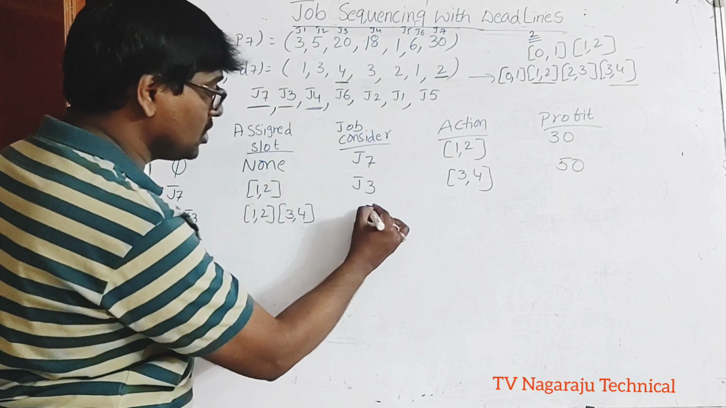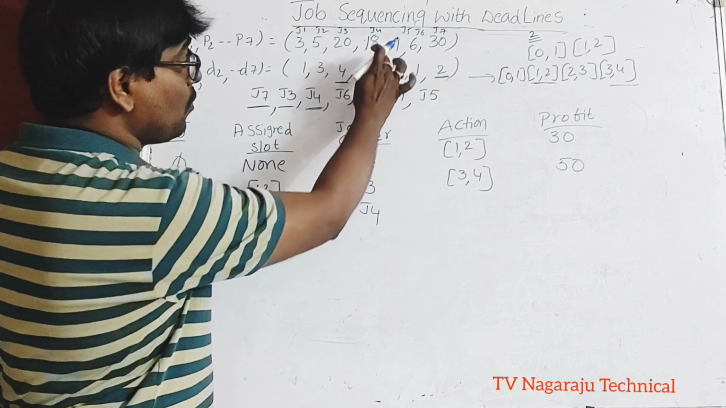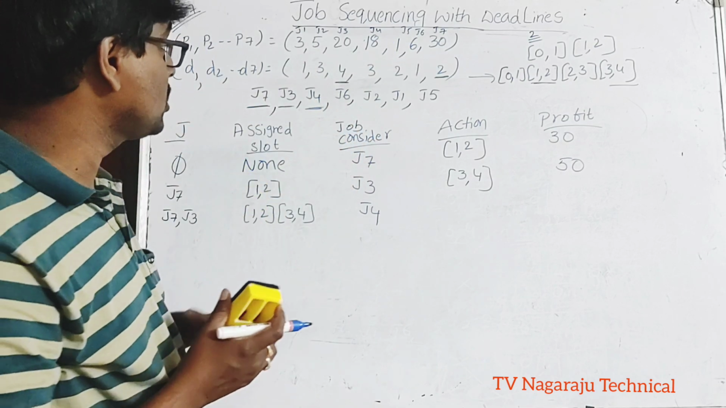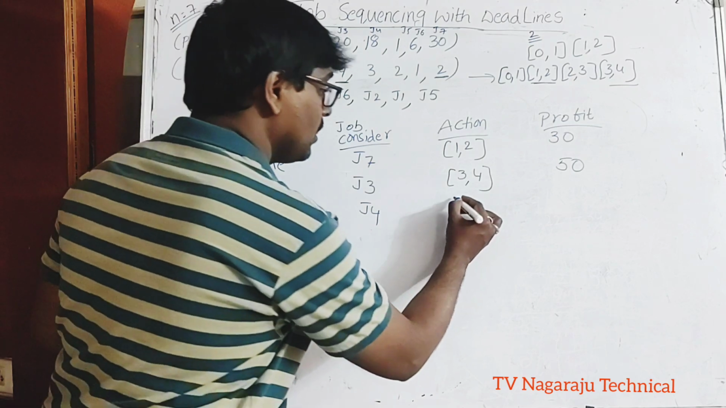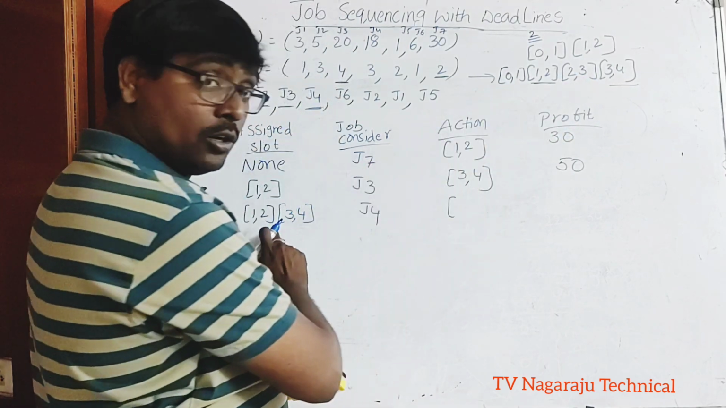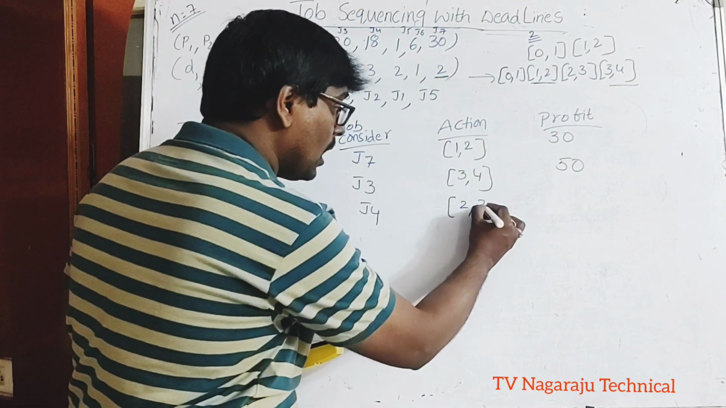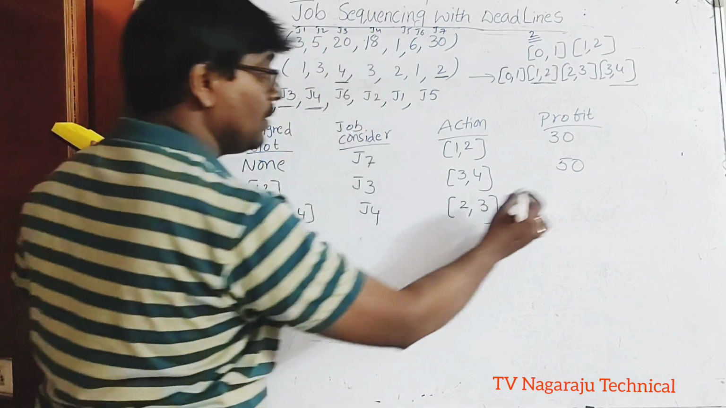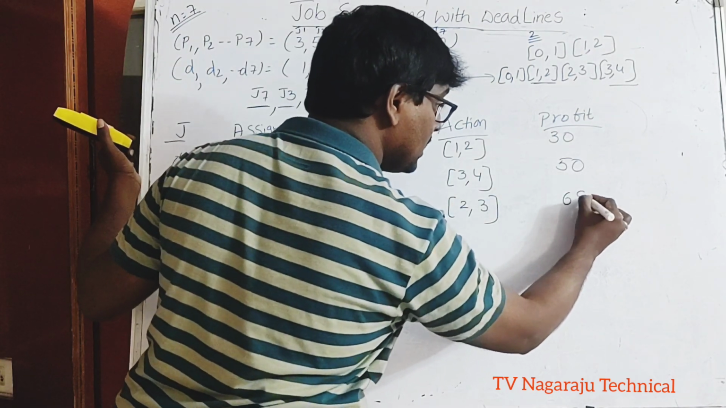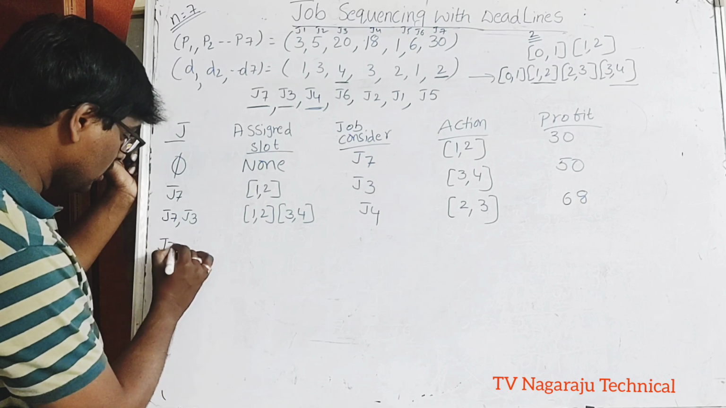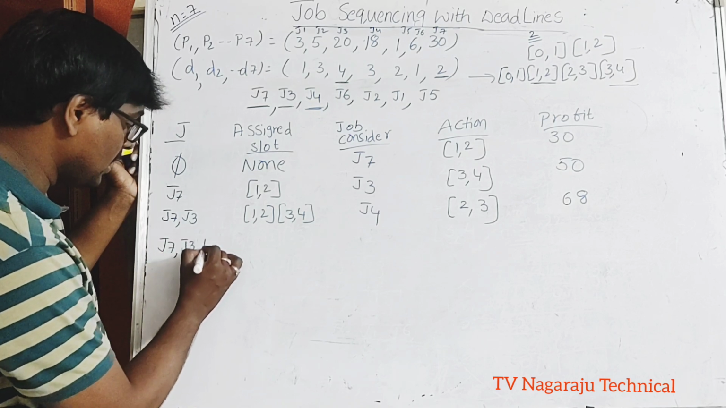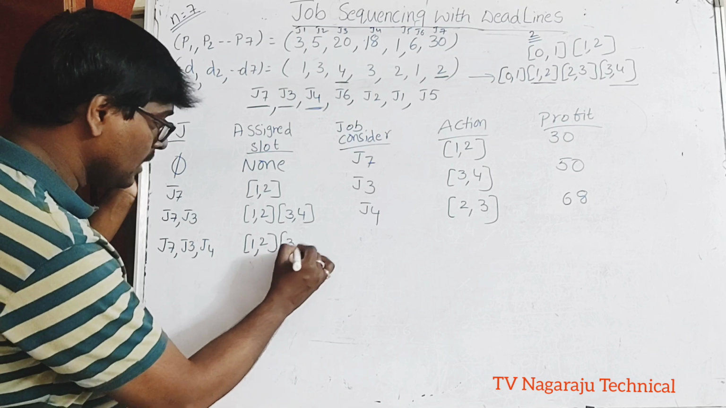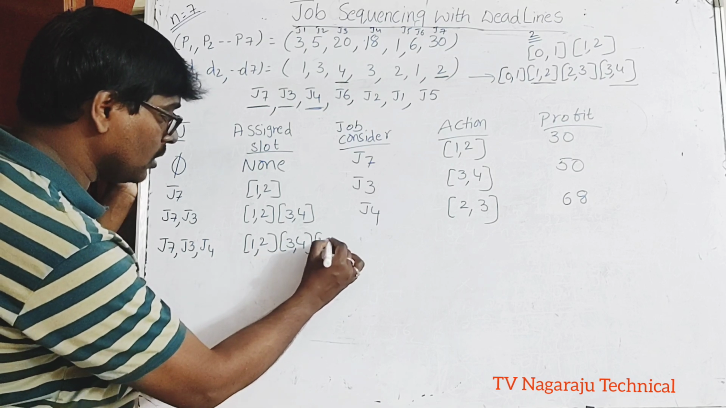Next, select J4. For J4, the deadline is 3. What is the last slot? 2 to 3. Till now, 2 to 3 is not utilized at all. Observe, use 2 to 3. What is the profit for J4? 18. 50 plus 18, 68. So J7, J3, J4, and the assigned slots are 1 to 2, 3 to 4, 2 to 3.